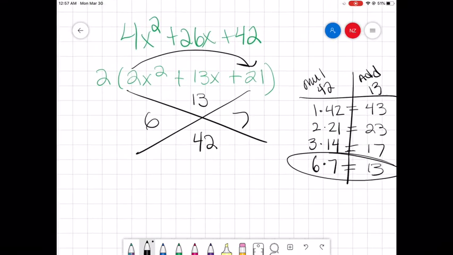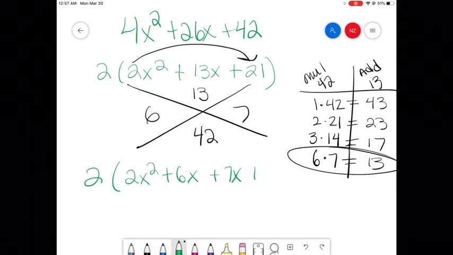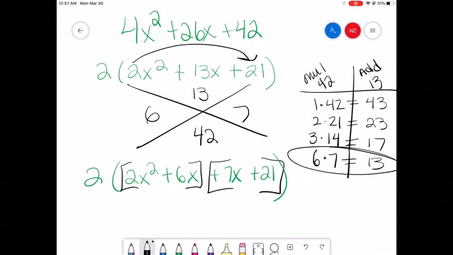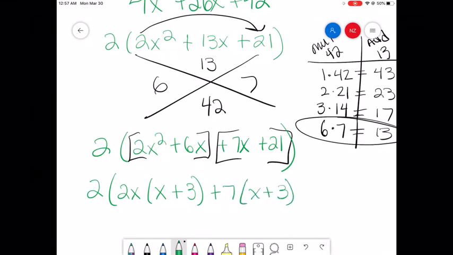6, 7. Okay, here comes the more complex part. You still got that 2 in front, but now we have 2x squared plus 6x plus 7x plus 21. Group, group, group, group. Common factor, 2 still in front. Then I'm going to take out a 2x here, x plus 3, and plus I'm going to take out a 7 here, x plus 3.